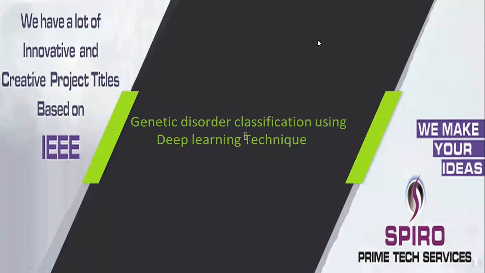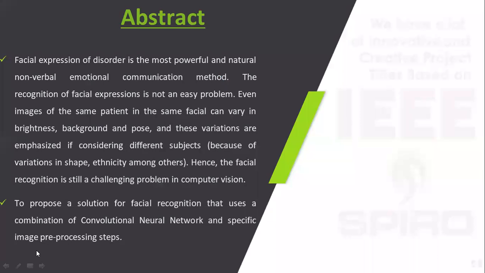Project code ITPYIP07, project title Genetic Disorder Classification using Deep Learning Technique. So in this project, we are going to classify the genetic disorder based on the images, that is, the different genetic disorder images.